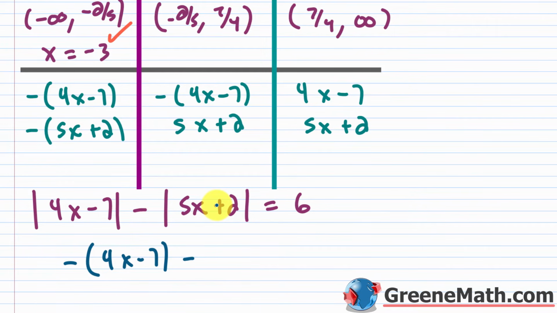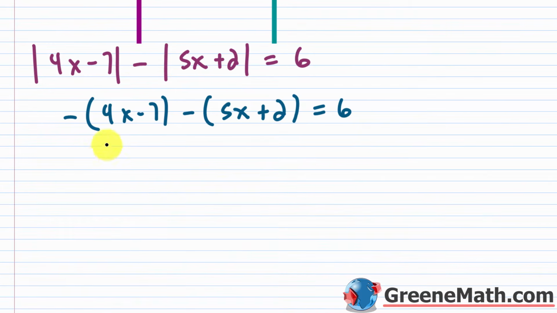So this is really easy to make a mistake on. Go ahead and wrap this in parentheses so that you don't make a sign mistake because you have to subtract away 5x and then also 2. Then this equals 6. So here we'll have negative 4x and then plus 7. Again, just distributing the negative to each.